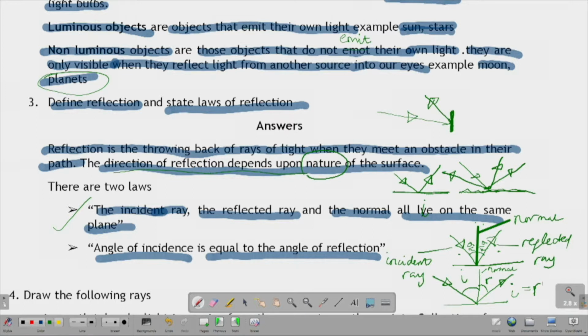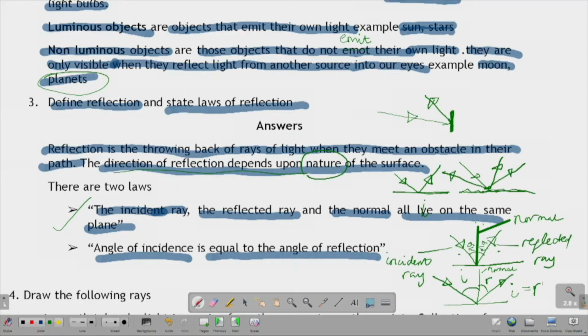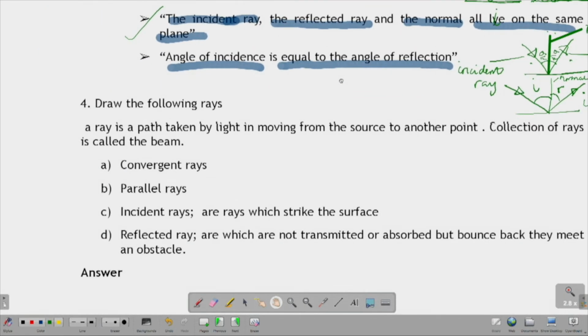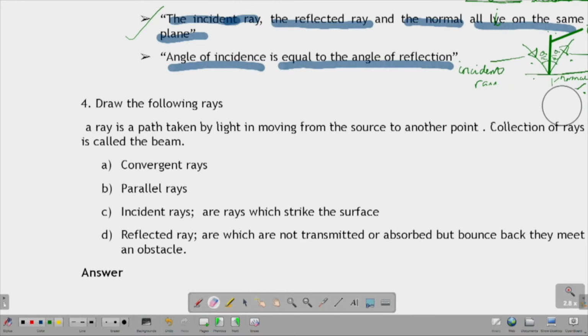So, if I have a plane surface and a ray of light falls on it at, let's say, an angle of 60, then the reflected ray is also going to go at an angle of 60. Understood? I hope so. Okay, so let's continue. Here we meet our fourth question, which says, draw the following rays.